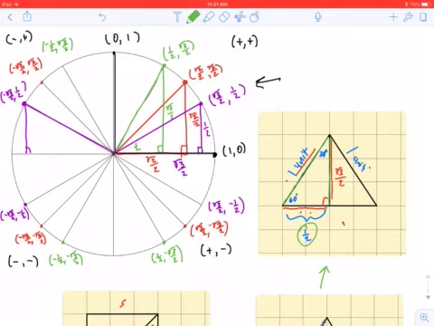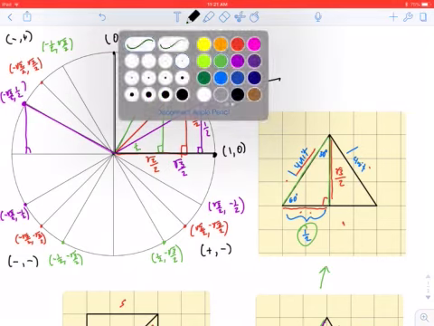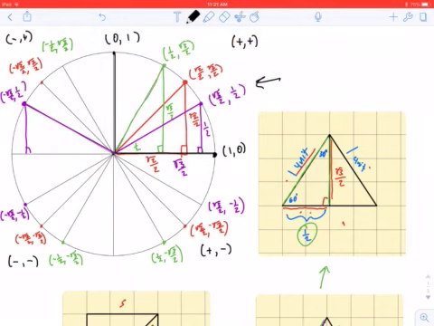So really, if you know the coordinates in quadrant 1, you should be able to create all of the coordinates in quadrant 2, 3, and 4. And one last thing, let's go ahead and put in these 90-degree angles. So we've already got 90.